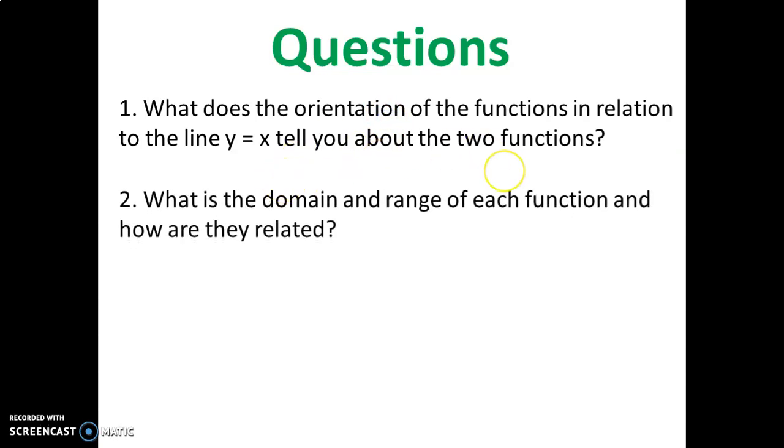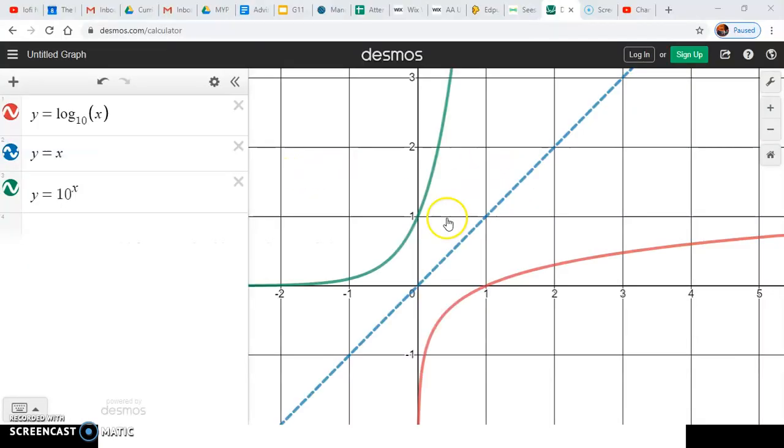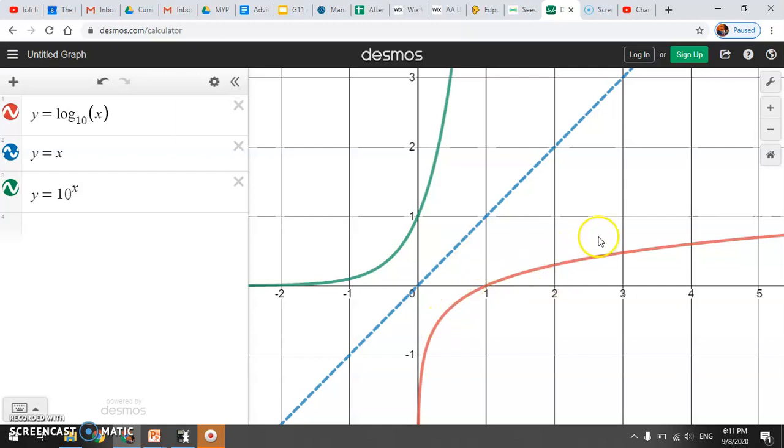What is the domain and range of each function? And how are those related? Well, let's take a look. What's the domain and range of this one, the log graph? No, let's actually begin with the green one, the exponential. Okay, and now what's the domain and range of this one, the log graph?